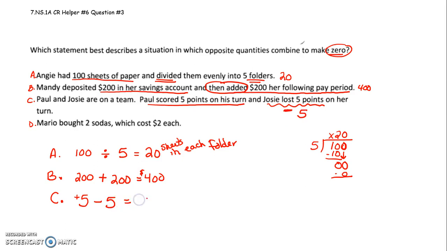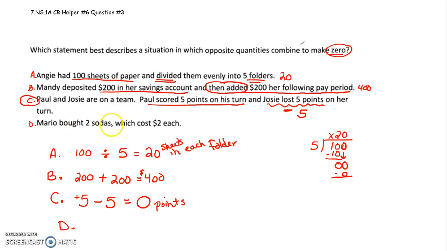So what's the overall net change for their team? 5 minus 5. Their net overall change is 0 points. Because he gained 5 points, she lost 5 points. Overall, that team is neither up or down. They're at 0 points right now. So it looks to me like in my example, letter C combines to make 0. But for fun, let's just go ahead and figure out D.